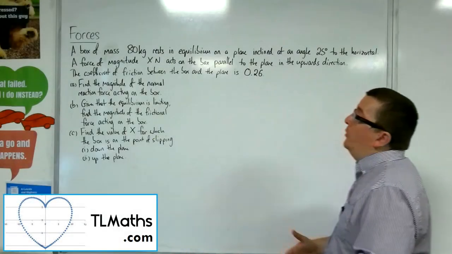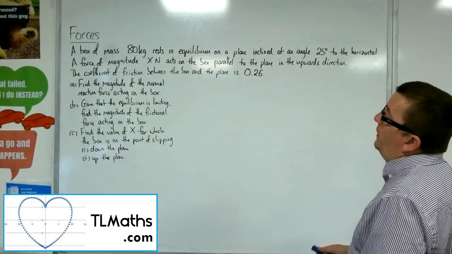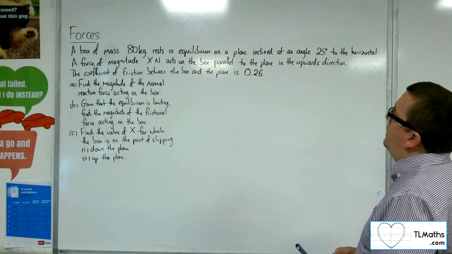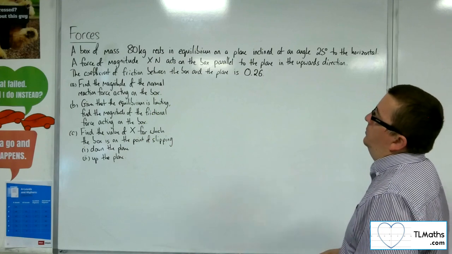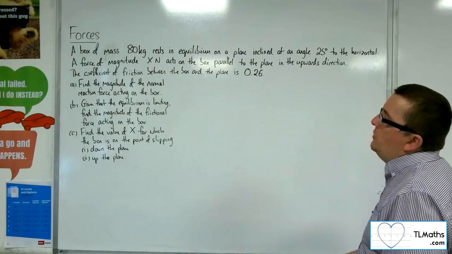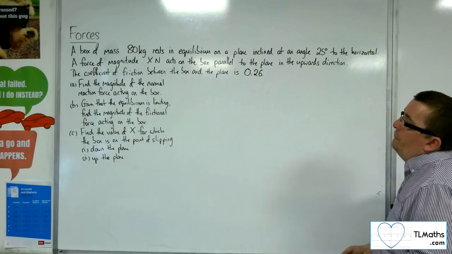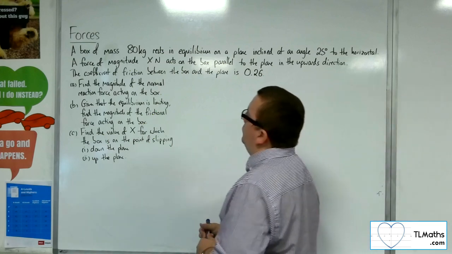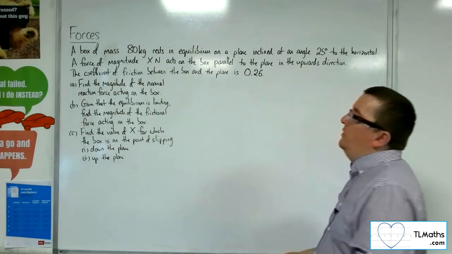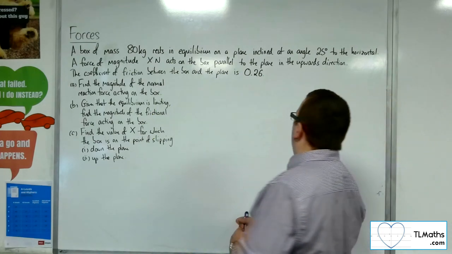Okay, in this video, a box of mass 80 kilos rests in equilibrium on a plane inclined at an angle 25 degrees to the horizontal. A force of magnitude x newtons acts on the box parallel to the plane in the upwards direction. The coefficient of friction between the box and the plane is 0.26. First of all, find the magnitude of the normal reaction force acting on the box.